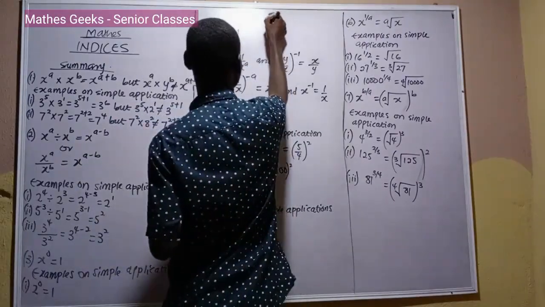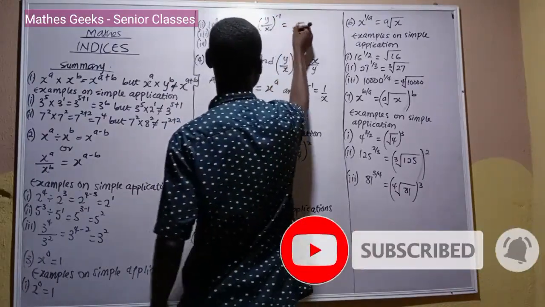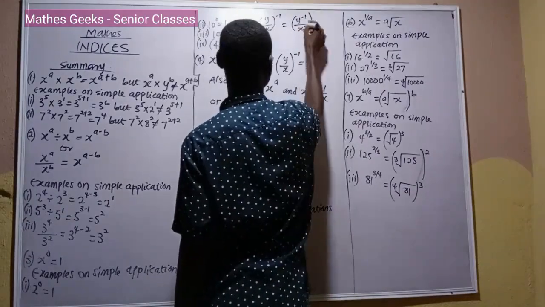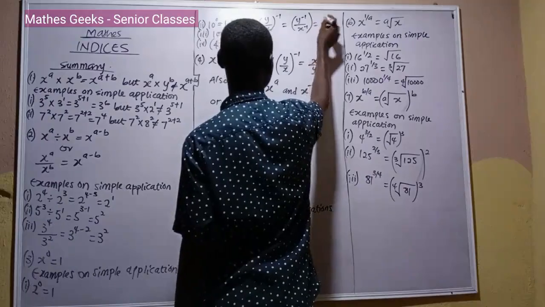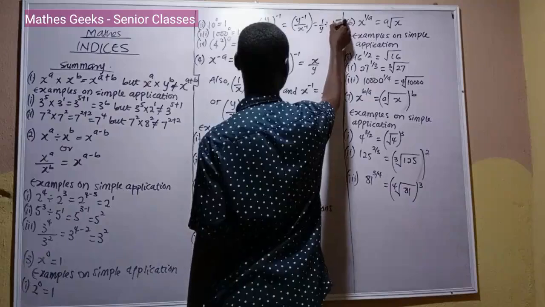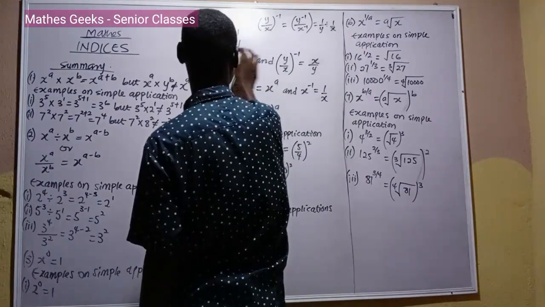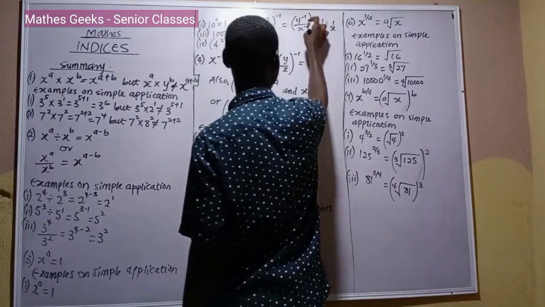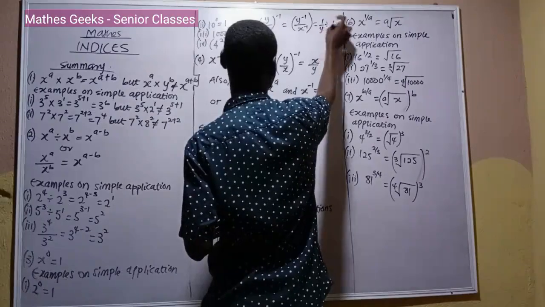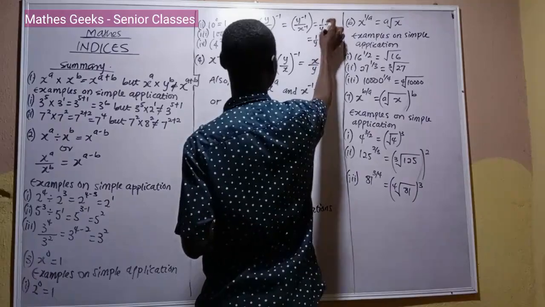So y over x raised to minus 1 is equal to, what we're going to have is y raised to minus 1 over x raised to minus 1. And of course, y raised to minus 1 means 1 over y, divided by 1 over x. Remember from this rule, x raised to minus a is equal to 1 over x raised to a. So since our a is 1, that's why we have y raised to 1, and y raised to 1 is y, x raised to 1 is x. So here you can have 1 over y.